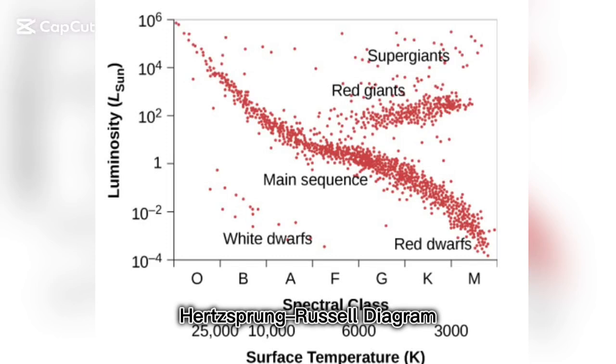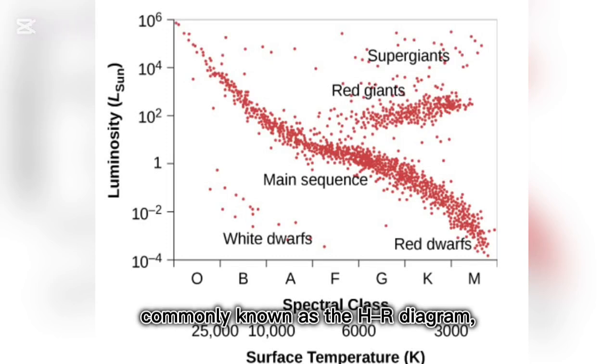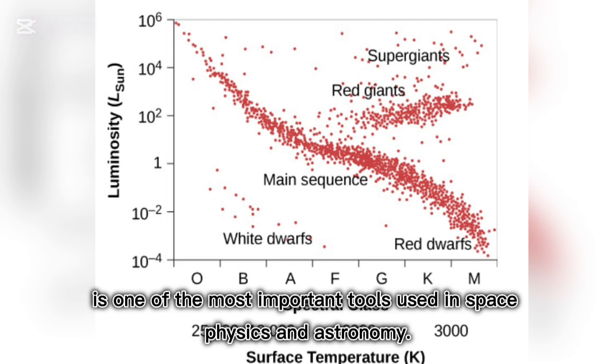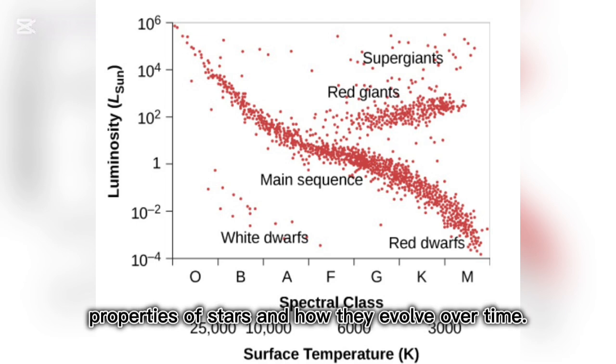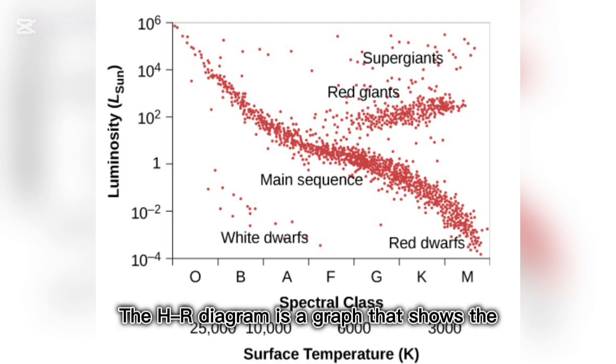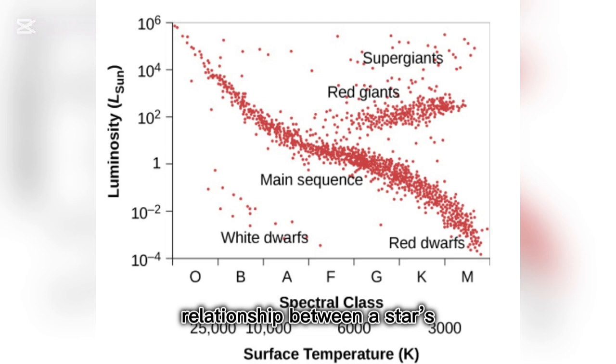Hertzsprung Russell Diagram. The Hertzsprung Russell Diagram, commonly known as the HR diagram, is one of the most important tools used in space physics and astronomy. It helps scientists understand the physical properties of stars and how they evolve over time. The HR diagram is a graph that shows the relationship between a star's brightness and its surface temperature.